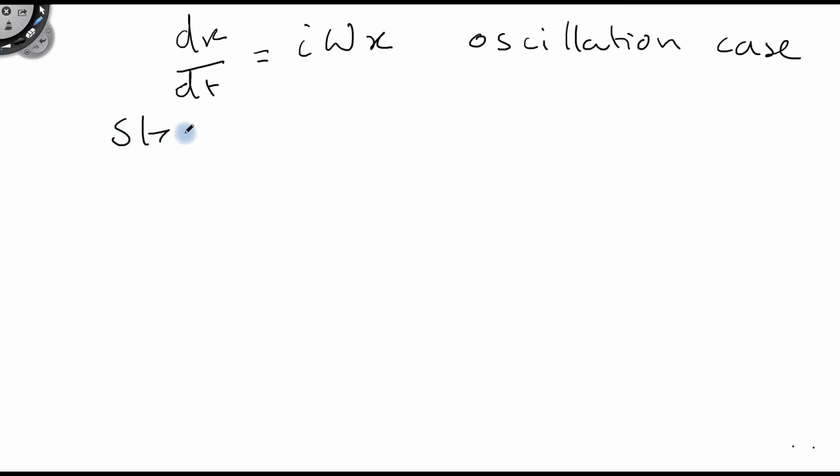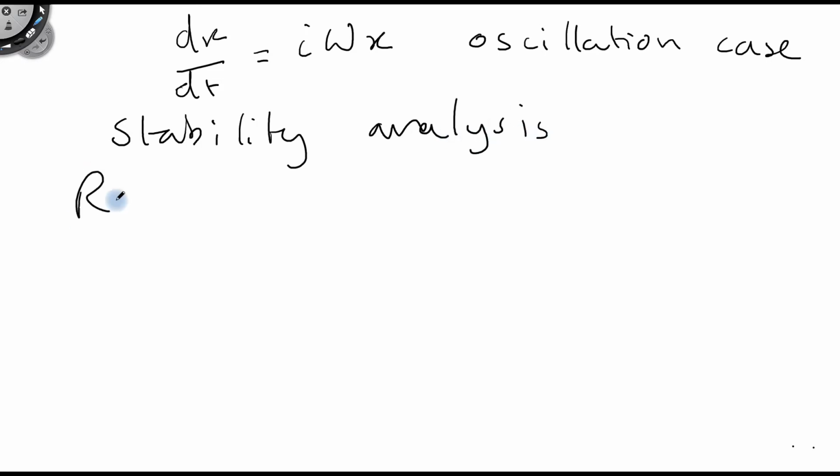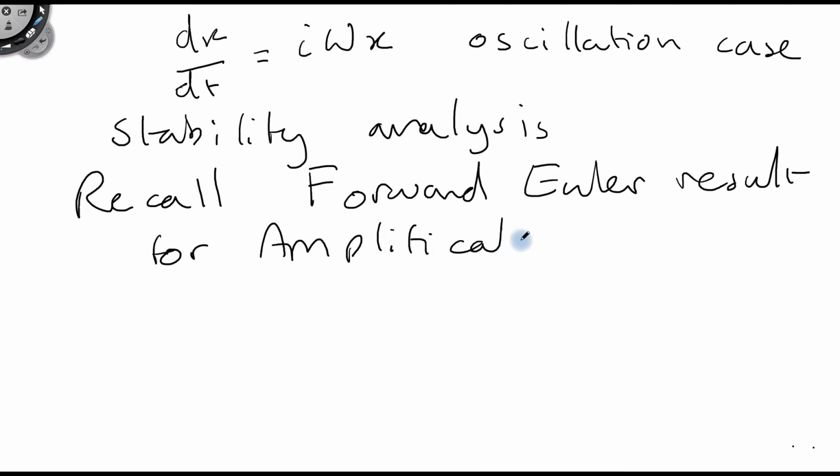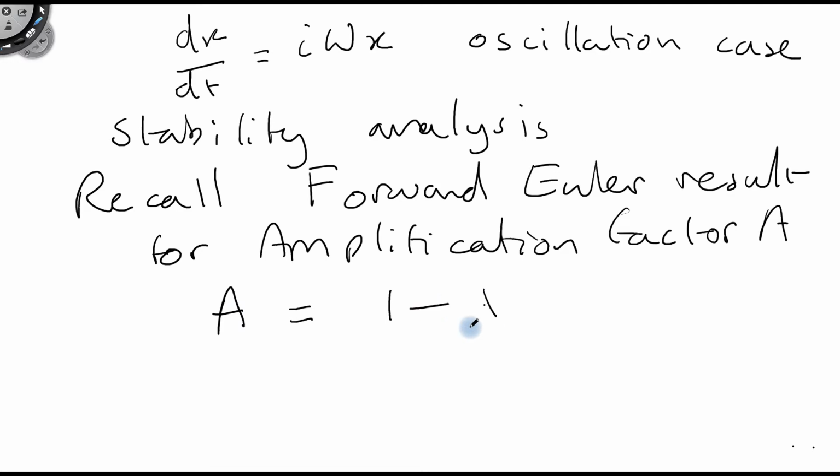We want to do a stability analysis. Things become quite easy for the Forward Euler case, because we recall the Forward Euler result for the amplification factor. There we remember we had A is 1 minus lambda delta t. And A was real.